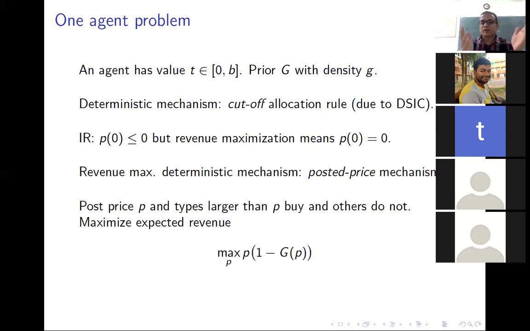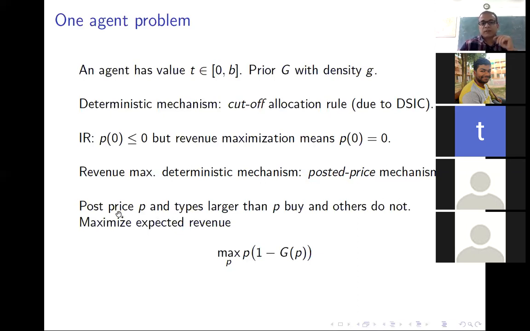If you lose, you pay 0. We know that from our last lecture, right? So essentially, this cutoff point is the price, the posted price. Basically, if the buyer has a type above the posted price, he gets the object. If he has a type below the posted price, he does not get the object. So this is what is called the posted price mechanism.